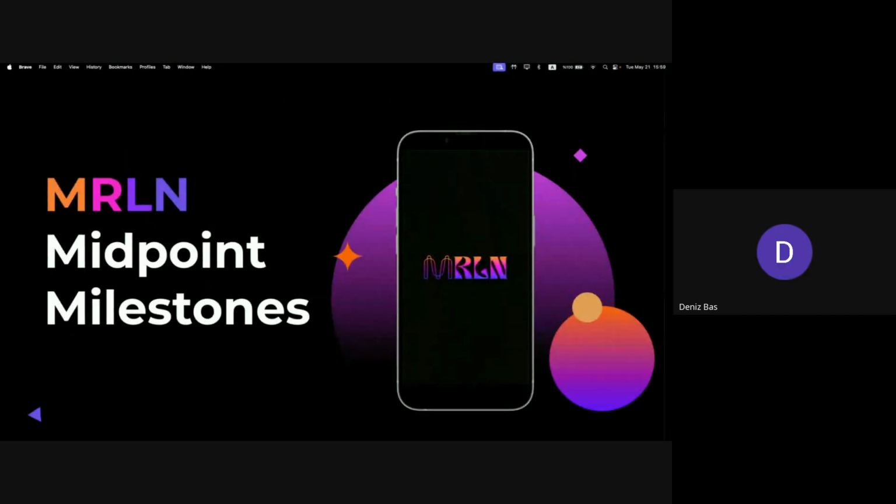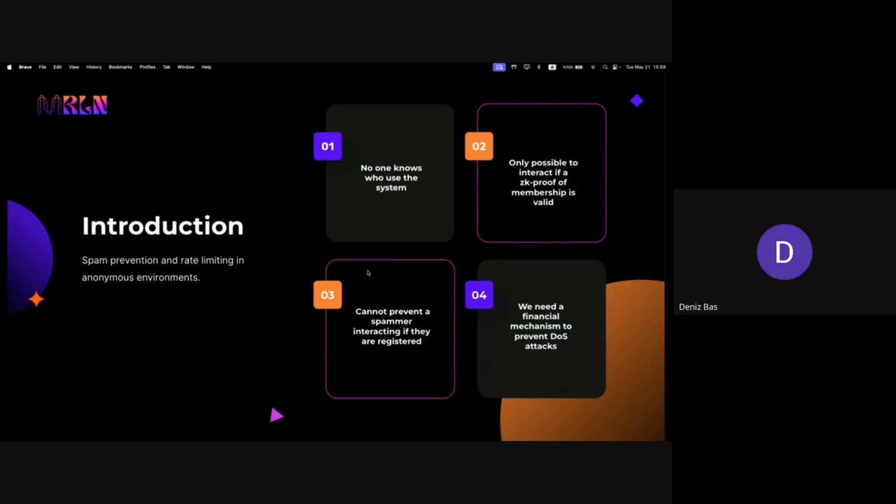Okay, so hello everyone again. I'm Dennis, and I'm gonna present you MRLN's midpoint milestones. So, to give a brief introduction, MRLN is an on-chain tool and a zk gadget for spam prevention and rate limiting in anonymous environments. The idea and project were founded by the Ethereum Foundation Privacy and Scaling Explorations team, but I wanted to explore how to build a native one on Mina using O1.js.